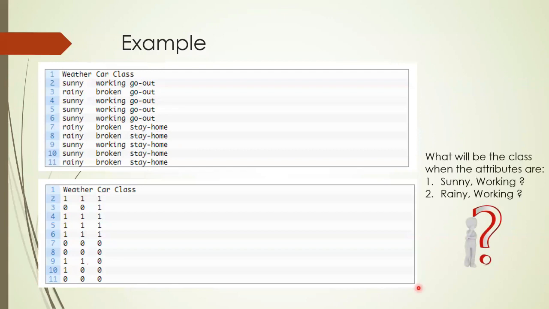So what will be the class when the attributes are sunny working and rainy working? From our eyes, we can see sunny working means we go out. But do we see rainy working? Rainy working is not here, so we are not sure whether we are going to go out or stay home. So we can calculate this.